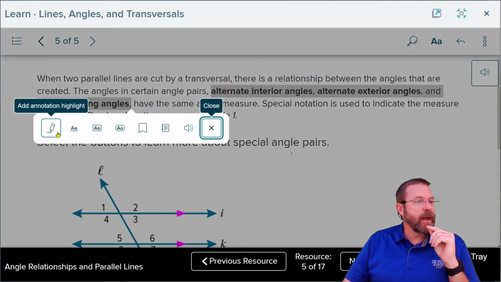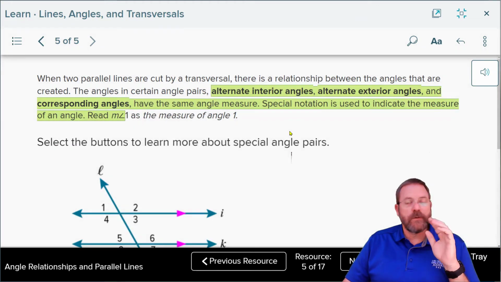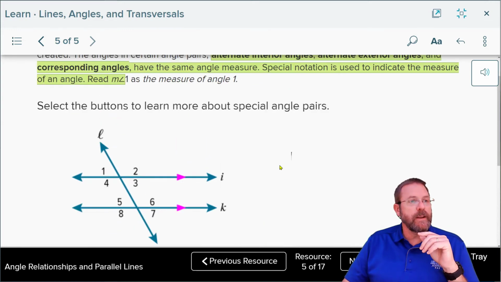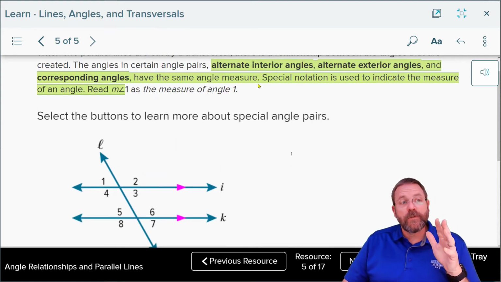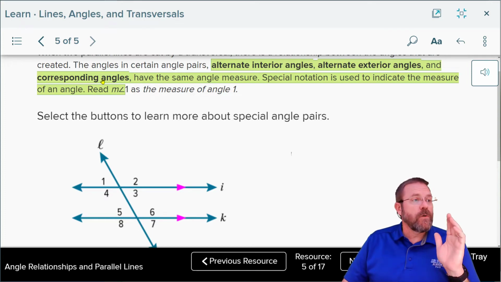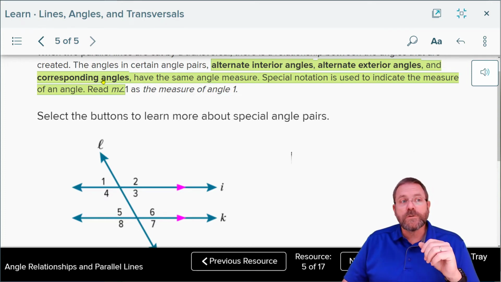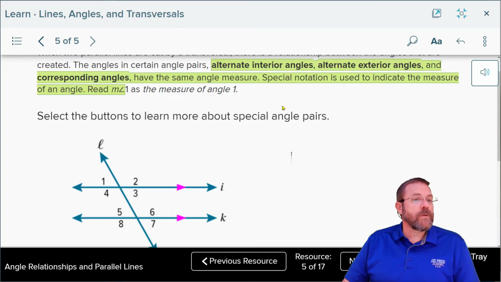So we're going to highlight all of those because you've got three different terms we're going to be defining down here, and they all have these. I will say they don't all have the same angle measurement. The alternate interiors measure the same, the alternate exteriors measure the same, and the corresponding angles measure the same as well. So let's take a look at the special notation right here.